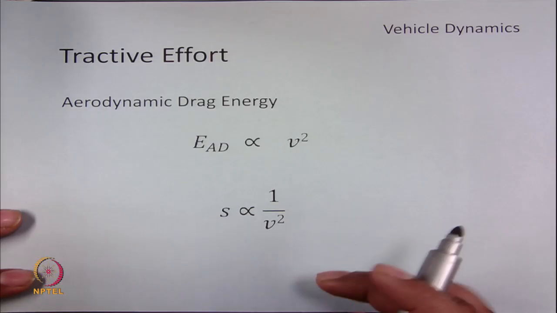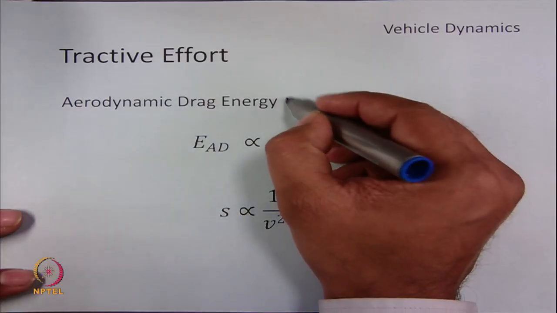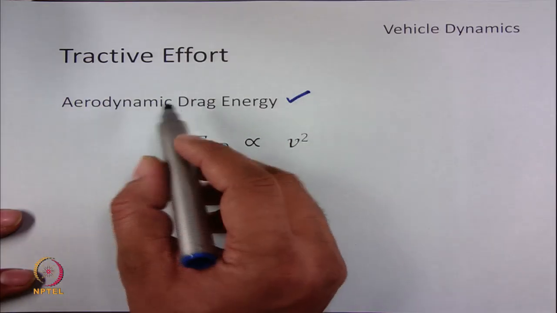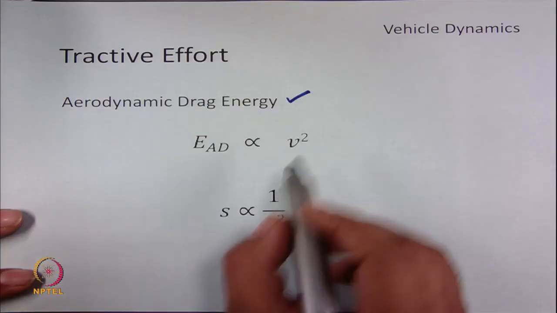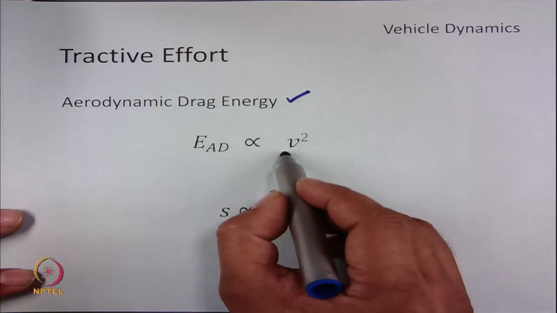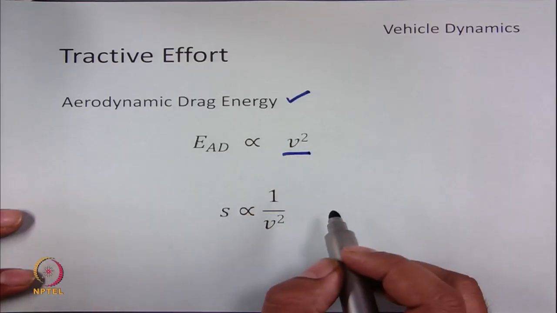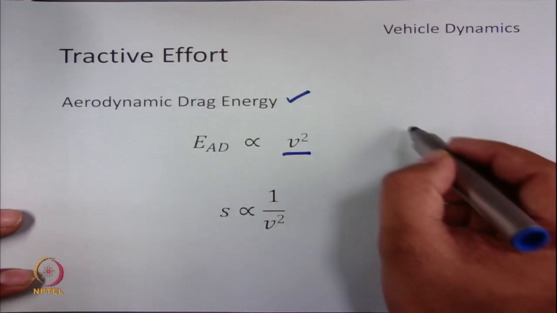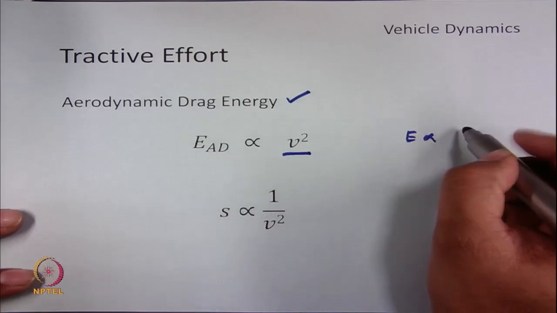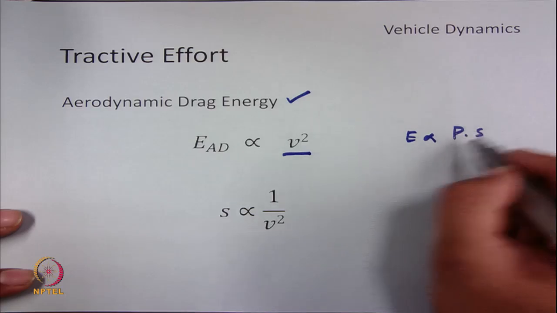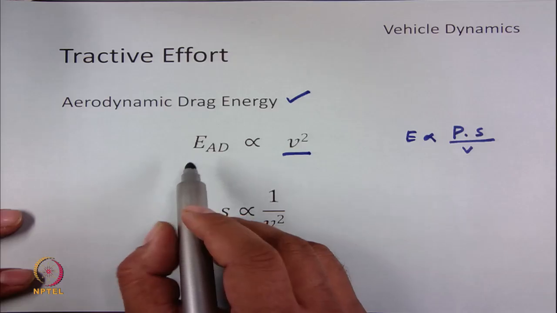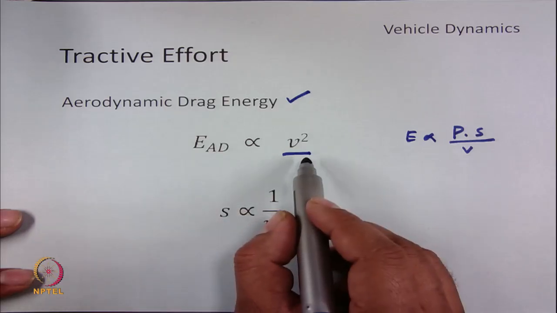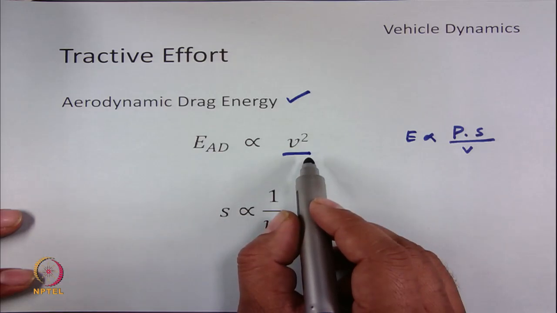Similarly, the energy required due to aerodynamic drag force will be a function of velocity square. So, we all know that energy is proportional to P into distance by velocity. Therefore, the energy is a function of the square of the vehicle velocity.